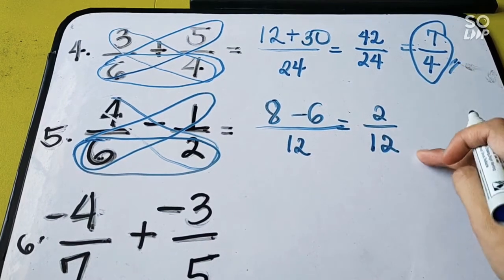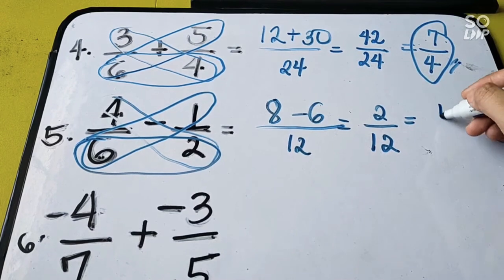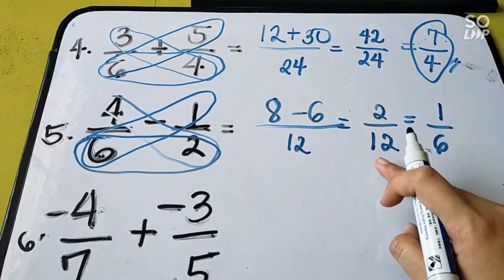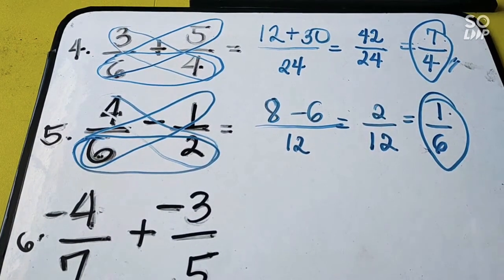And 2 over 12 are divisible by 2. Therefore, we can simplify it as 1 over 6. 2 divided by 2, we have 1. And 12 divided by 2, we have 6. That is now your answer.